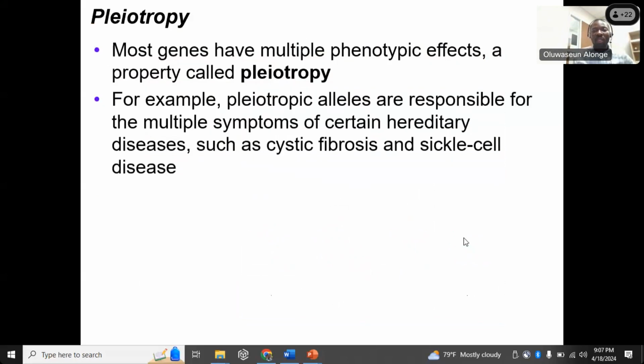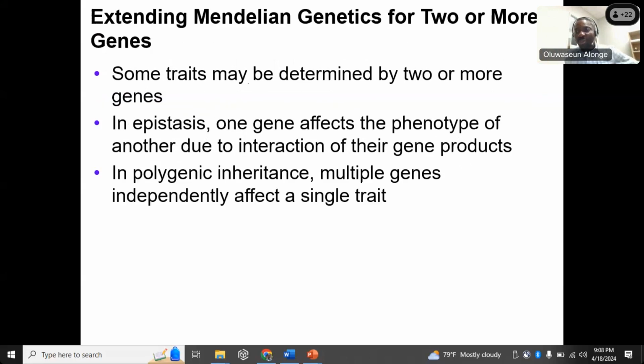All right. Now, pleiotropy is when you say most genes have multiple phenotypic effects. So a gene can have many expressions depending on other factors that could be responsible. For example, pleiotropic alleles are responsible for multiple symptoms of certain hereditary diseases, such as cystic fibrosis in some people, sickle cell in some people. So in this case, we say this gene has multiple expressions. That's all you need to take note of on that. I'm trying to move a little fast now.